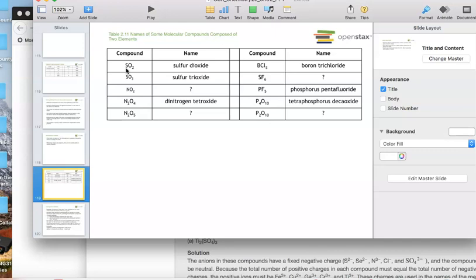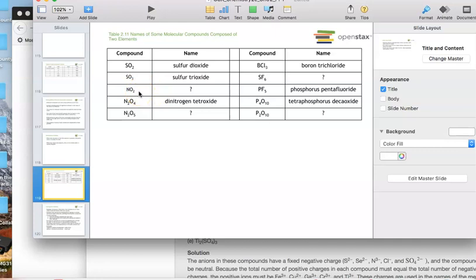So you only do not have to use a prefix when it's the first atom and there's only, of course, one atom there. So S is sulfur, 2 is di, so oxygen becomes oxide, so this is sulfur dioxide. SO3, so S is sulfur again, the prefix for 3 is tri, and O is oxygen, oxygen becomes oxide, so sulfur trioxide.